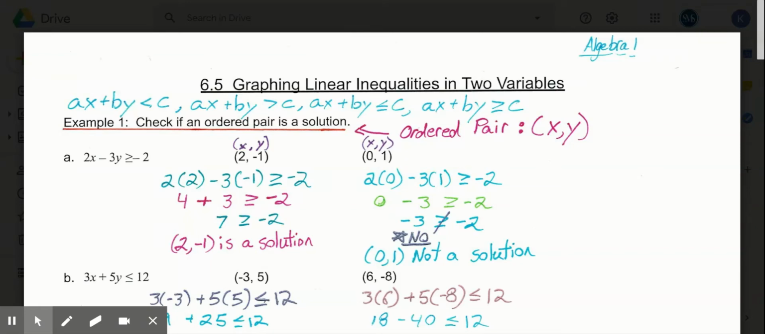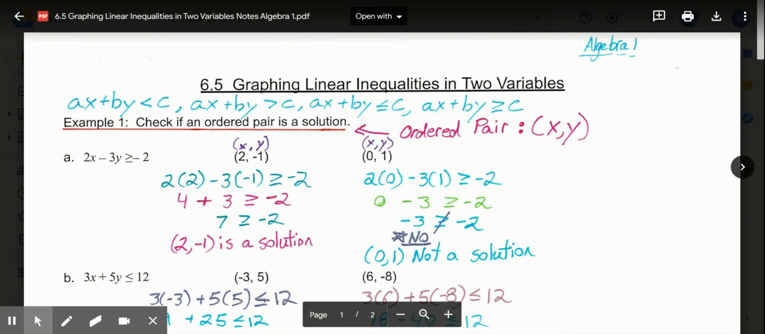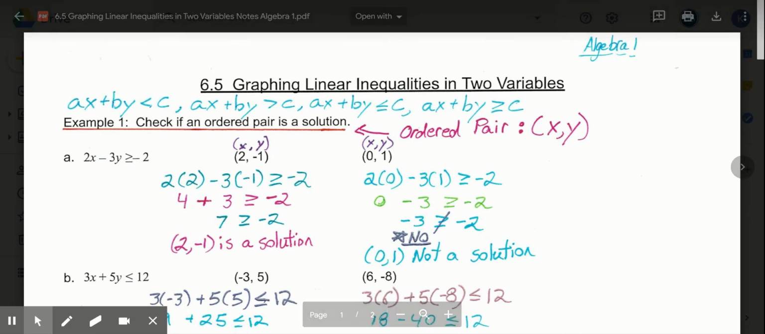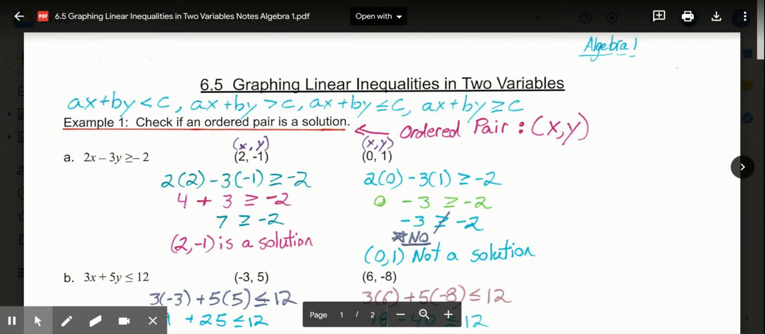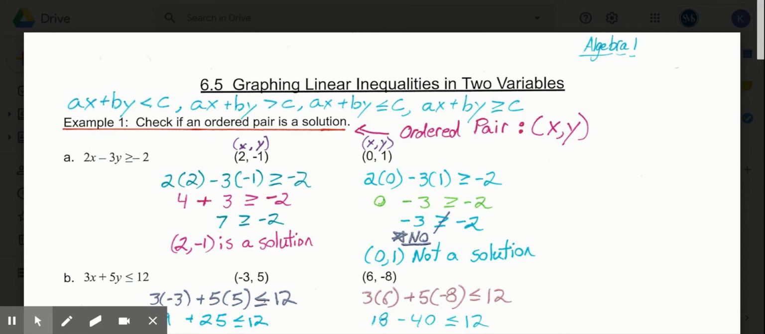Welcome to lesson 6.5, graphing linear inequalities in two variables. A linear inequality can be any of these four representations, typically written this way: ax plus by is less than c, ax plus by is greater than c, ax plus by is less than or equal to c, and ax plus by is greater than or equal to c. Those are our four standard forms for linear inequalities.